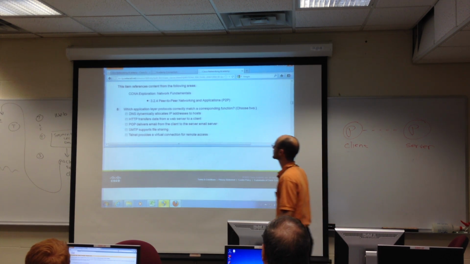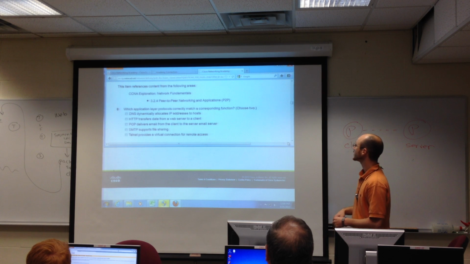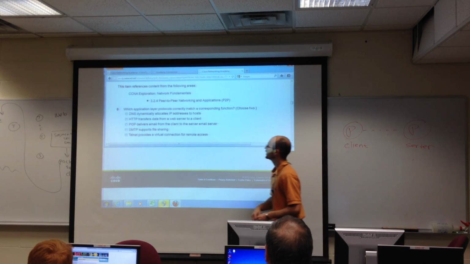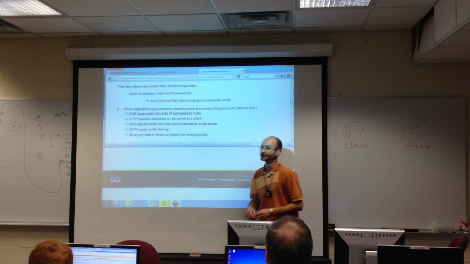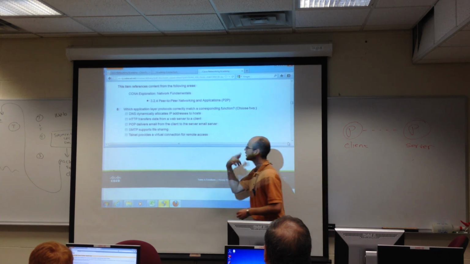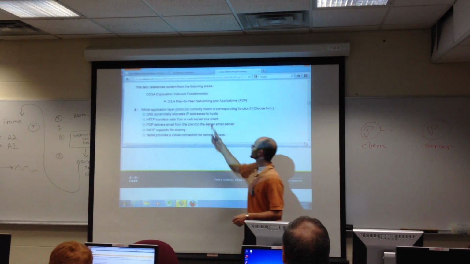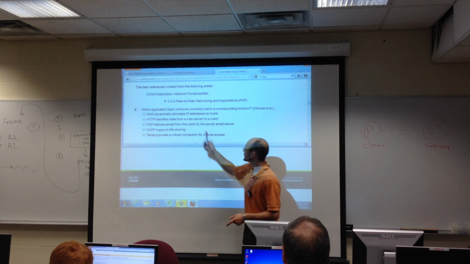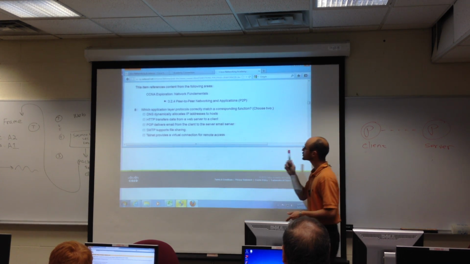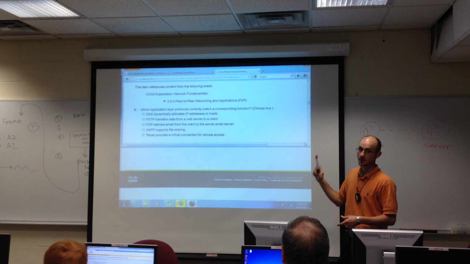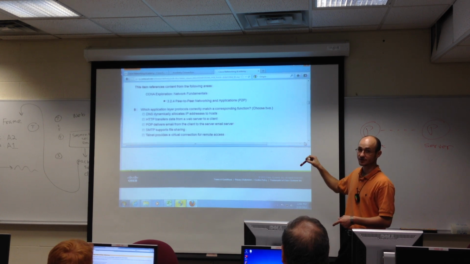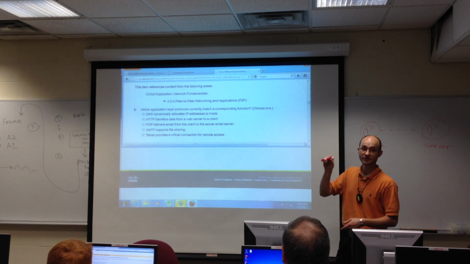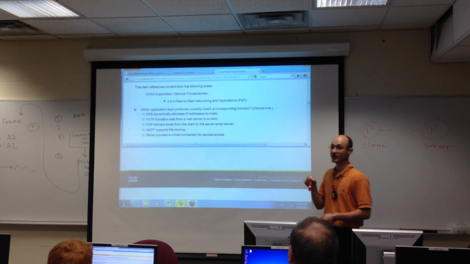What application layer protocol correctly matches a corresponding function? So we have to pick two of these. Does DNS assign IP addresses? No. Another result, HTTP. Does HTTP deliver web services? Yes. POP: does POP deliver email from client to the server? No, it's the other way around, from server to the client. POP's for downloading emails using the MDA.